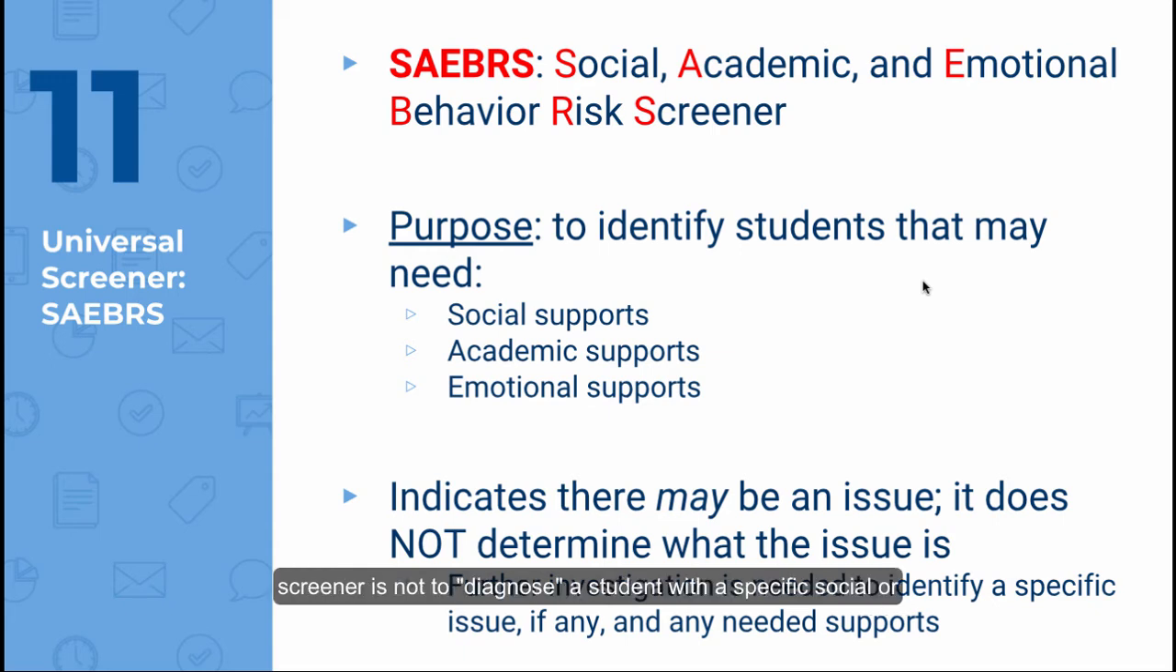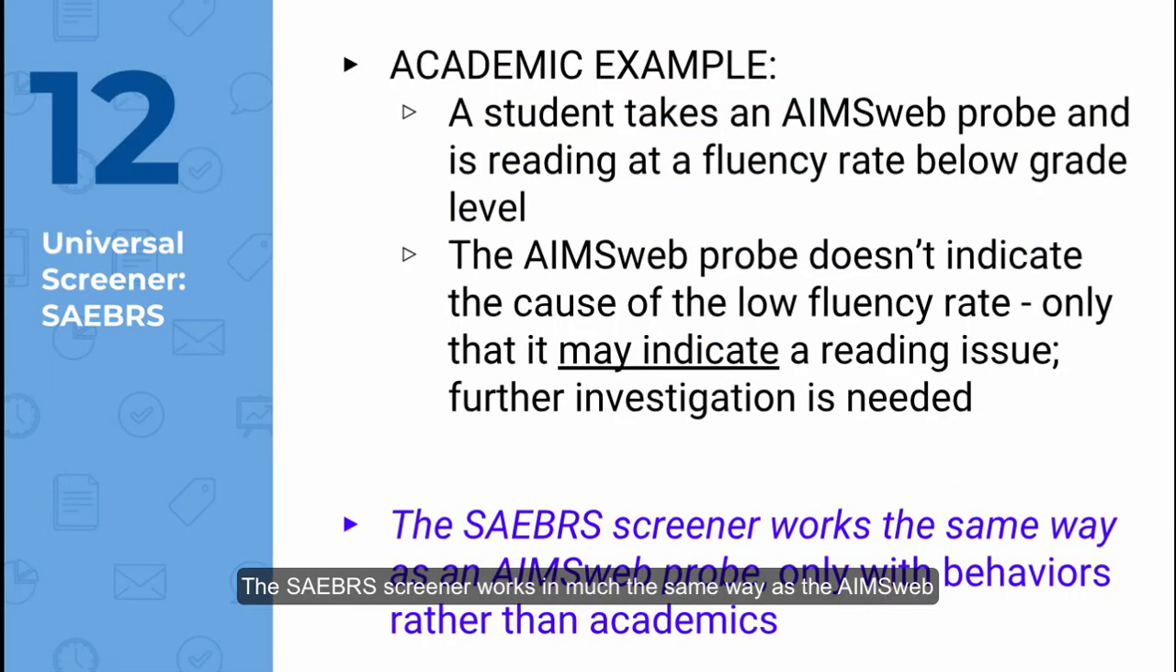The point of this screener is not to diagnose a student with a specific social or emotional issue. Instead, it indicates there may be an issue and that further investigation, whether that be another assessment, a conversation with the student, or talking to the student's teachers, is needed to see if there actually is an underlying issue. The SABER screener works in much the same way as the AimsWeb reading probes do.